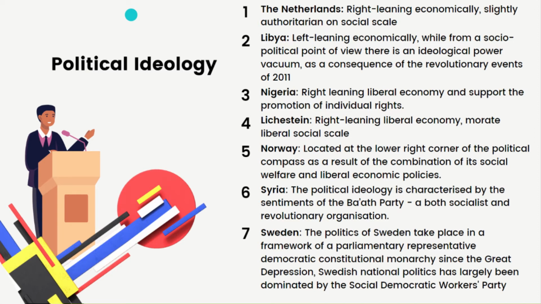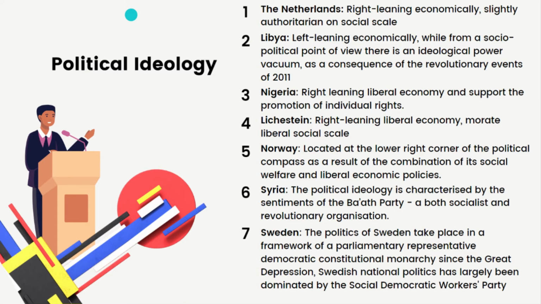Following Libya, we see Nigeria, which is characterized as a right-leaning liberal economy that supports the promotion of individual rights. After Nigeria is Liechtenstein, which is also a right-leaning liberal economy, as well as being liberal on the social scale. Next, we see Norway, which is located at the lower right corner of the political compass as a result of the combination of its social welfare and liberal economic policies.